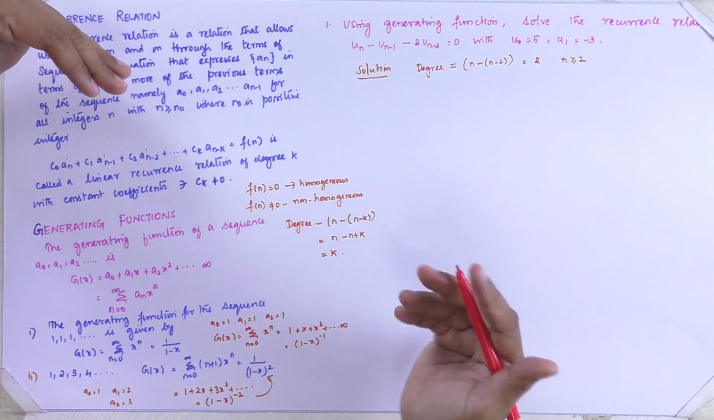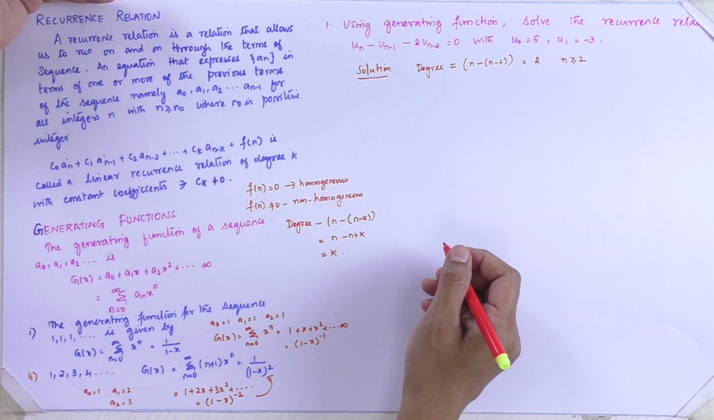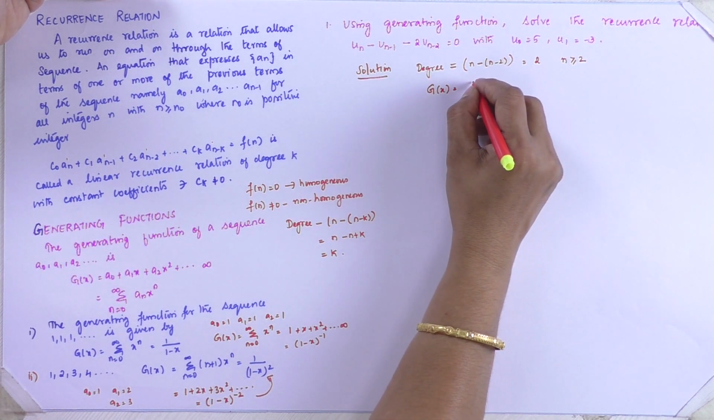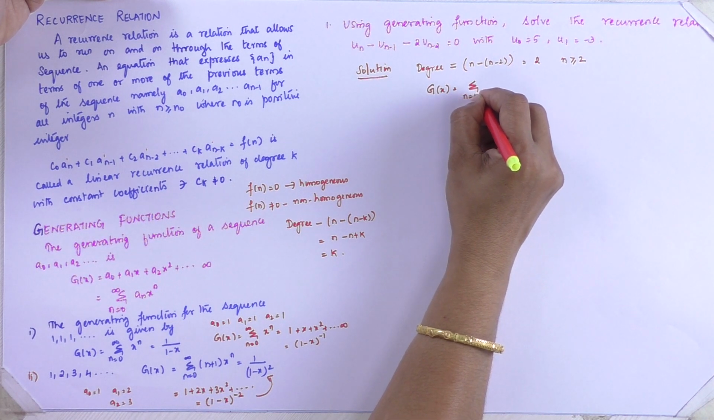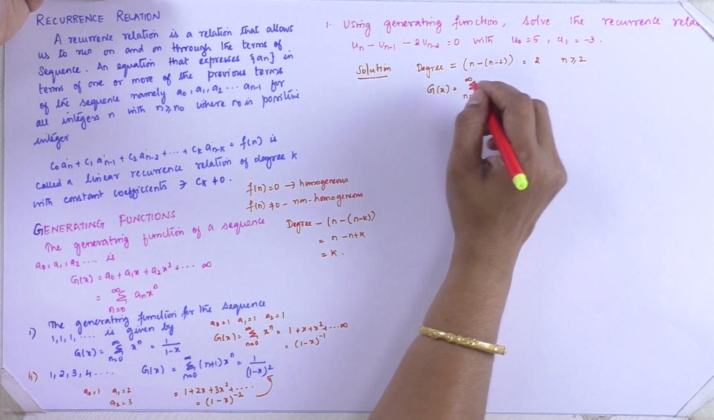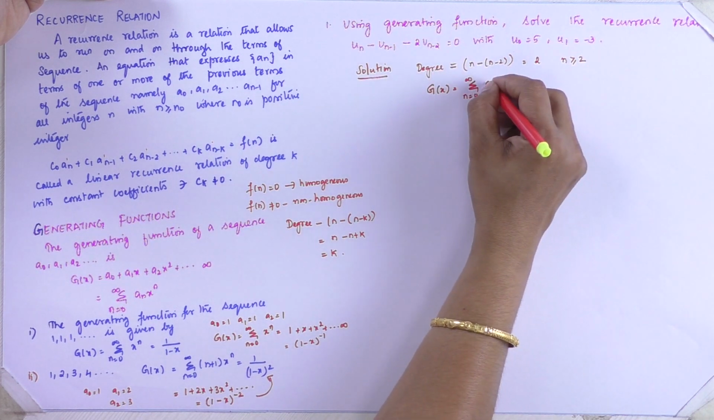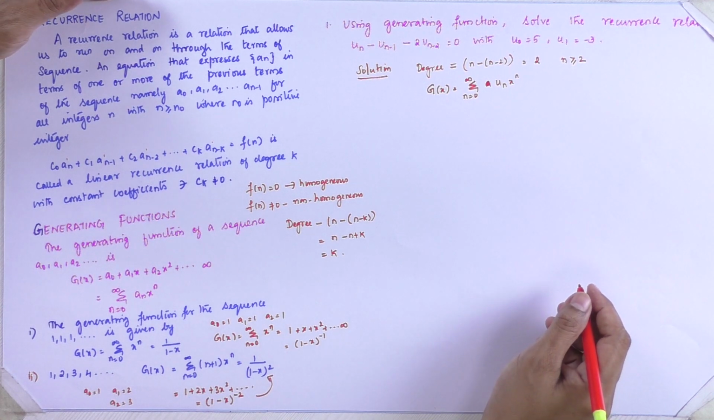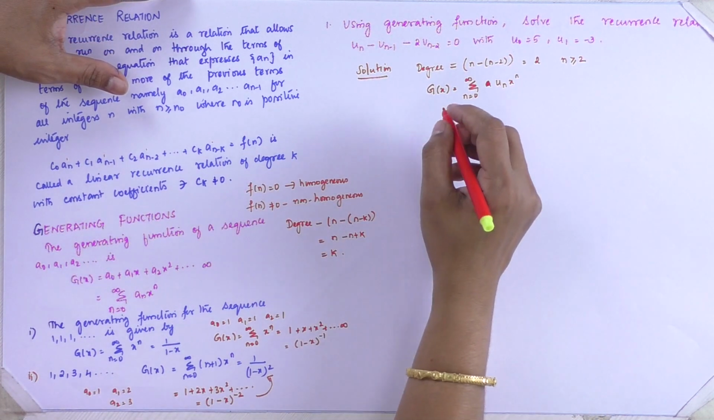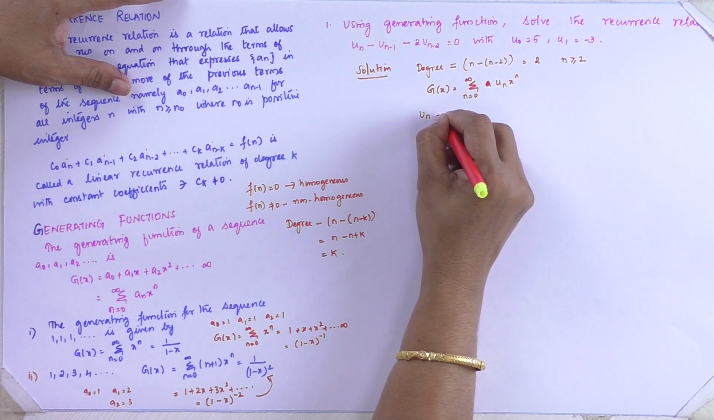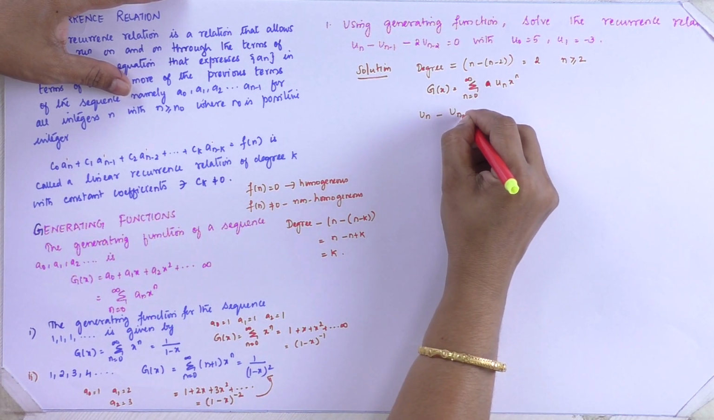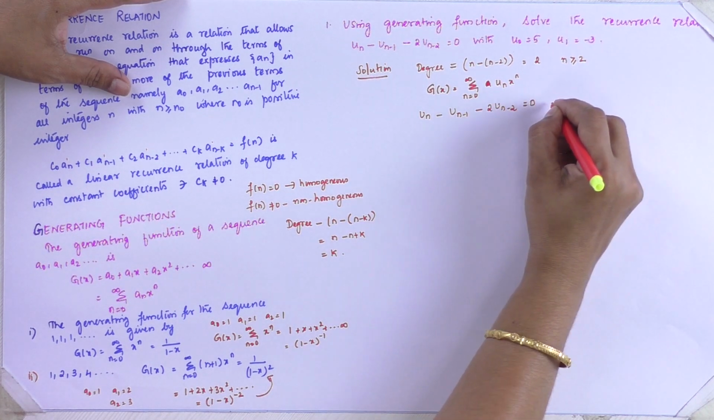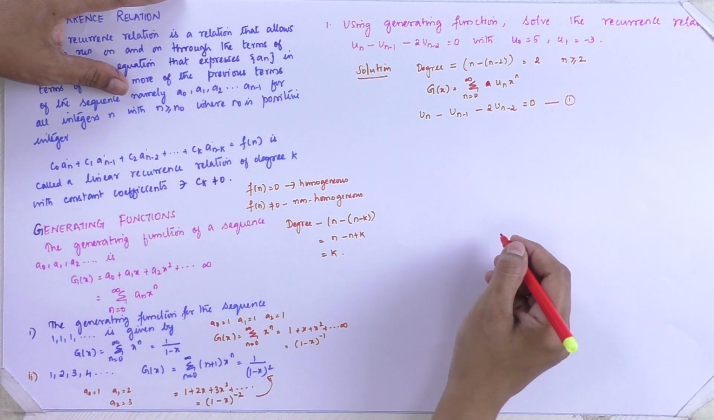Then what should we do? We will have to use generating function. So generating function is what? G of x is equal to summation n equal to 0 to infinity a_n x power n. So a_n in the sequence is u here. So instead of a, I will have u_n x power n. So now first let me write down the equation as it is: u_n minus u_(n minus 1) minus 2 u_(n minus 2) equal to 0. Number this equation as 1.